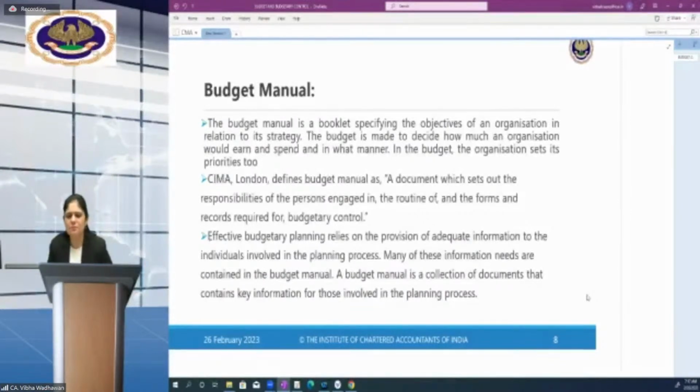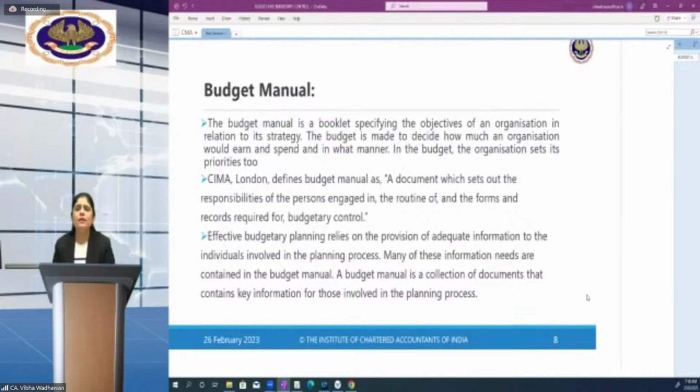The budget is made to decide how much an organization would earn and spend, and in what manner. The organization costs its priorities too. So organization charts out what is important, what is not, how much cost it is planning to incur, how much investments it's going to make. On those bases only budgets are made. So budget manual is a document which sets out the responsibilities of the persons engaged in the routine of, and the forms and records required for, budgetary control.